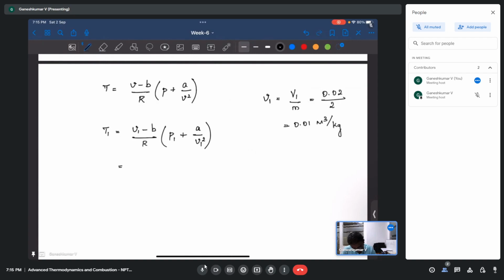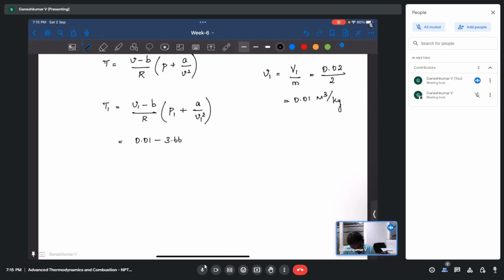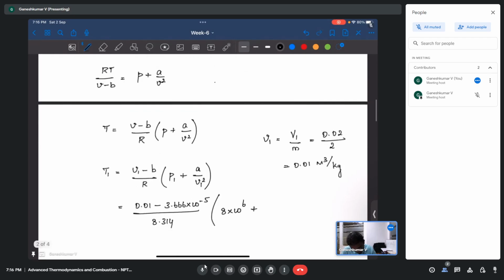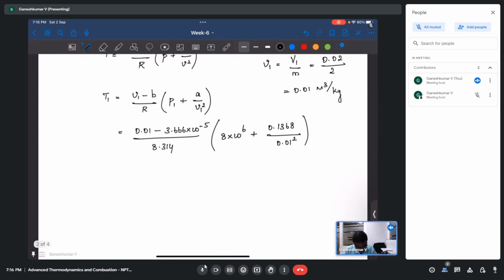Now let's substitute these relations inside. It's going to be 3.666 into 10 power minus 5, 8.314. P, which is 8 megapascal, 8 into 10 power 6, plus A, which is 0.1368, over 0.01 whole square. Let's find out what the temperature is.